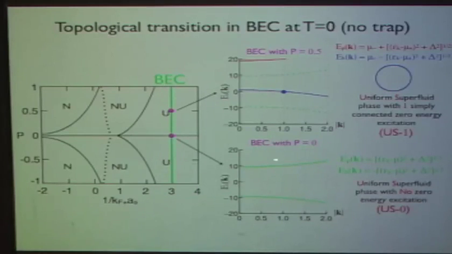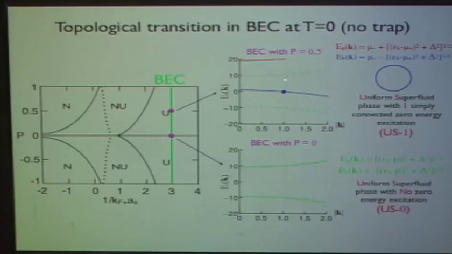When the population is 0 in the BEC, the particle and hole excitation spectrum shows it's in a fully gapped phase. However, when the population is not 0, for example around 0.5, then the quasi-hole excitation spectrum crosses the 0 of energy. This blue dot is actually a surface of a sphere in 3 dimensions. I'm going to call this the US1 phase, when the system is in the uniform superfluid phase with just a single surface of zero nodes. When P is 0, it is called US0 because there are no nodes. So US0 is the fully gapped phase and US1 is the gapless phase.